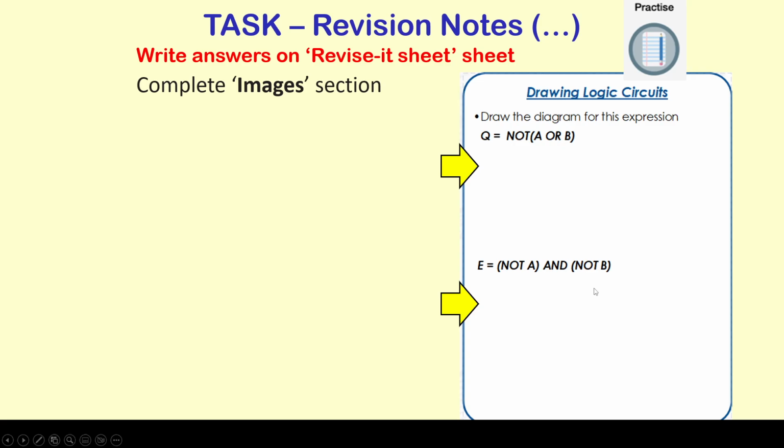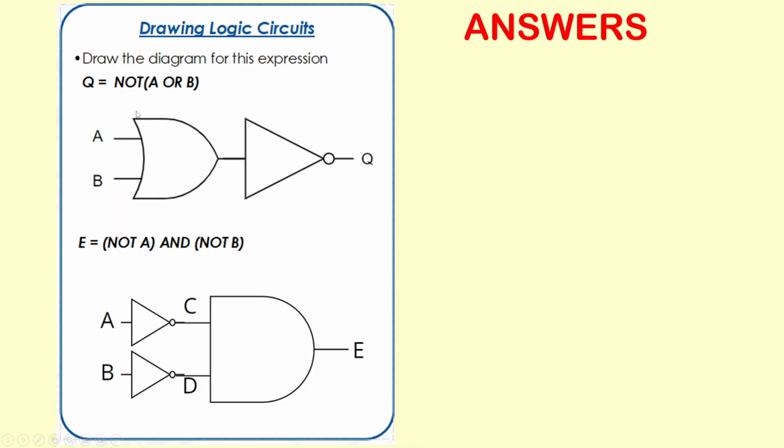Okay, purple pen, check your answers. You should have Q as the output. We've got A OR B in brackets, that's done first, and it goes through the NOT gate. Everything goes through the NOT gate. We've got E at the bottom here as the output, and we've got NOT A in brackets and NOT B in brackets, because that's done first. You don't need these intermediate stages of C and D in this example.